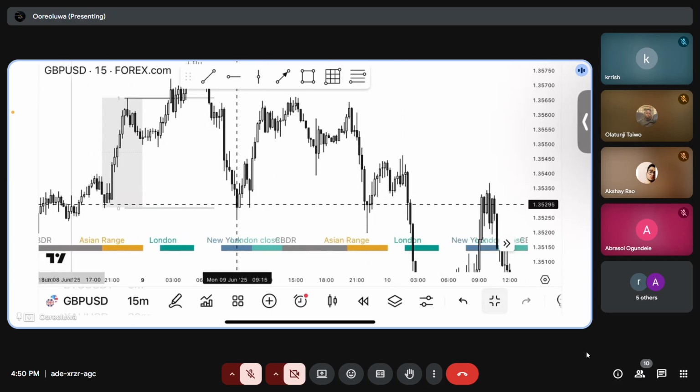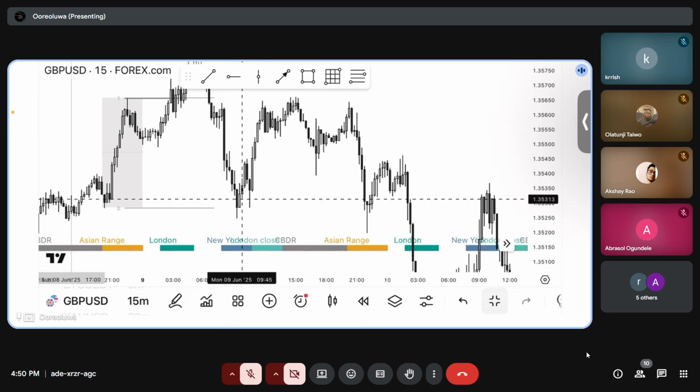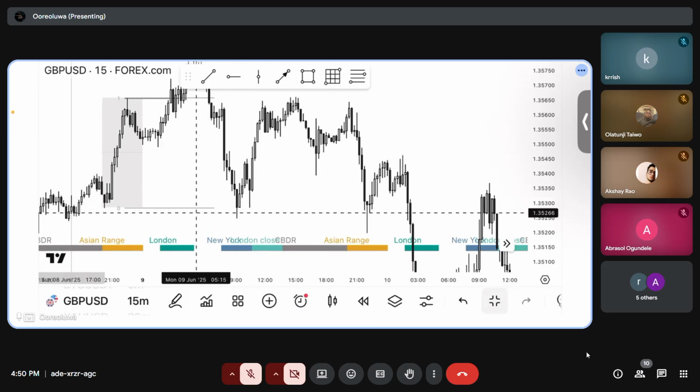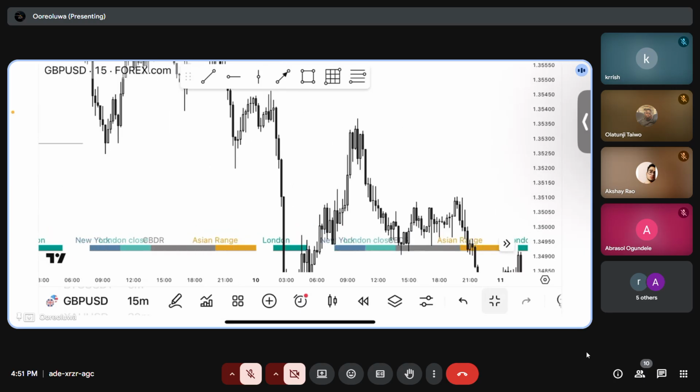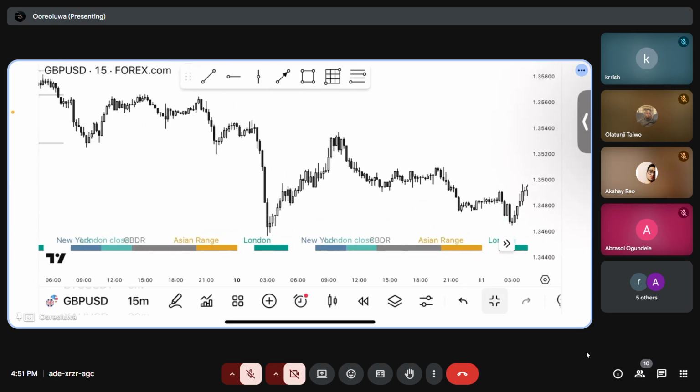You would have taken this buy actually. Okay, this buy because New York swept Asia low, so you can take a buy and hold for 3 hours. This is exactly 3 hours. Okay, exactly 3 hours. But let's keep Monday. So this is Asia for Tuesday.